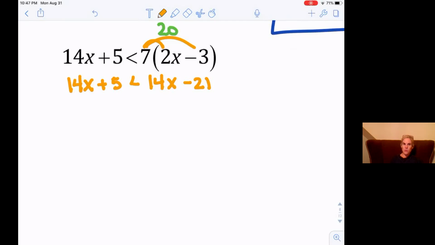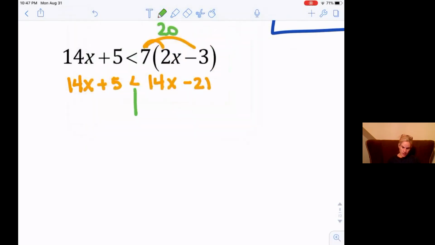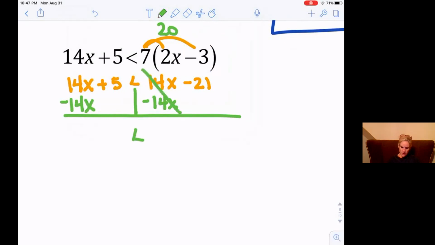So next, since we've got x's on different sides of the inequality, I'm going to bring them all to one side. Using inverse operations, I'm going to cancel out the 14x's on the left and bring them to the right. The problem is when I cancel them out from the left, if you notice, they also end up canceling out from the right side. And you will be left with 5 is less than -21.